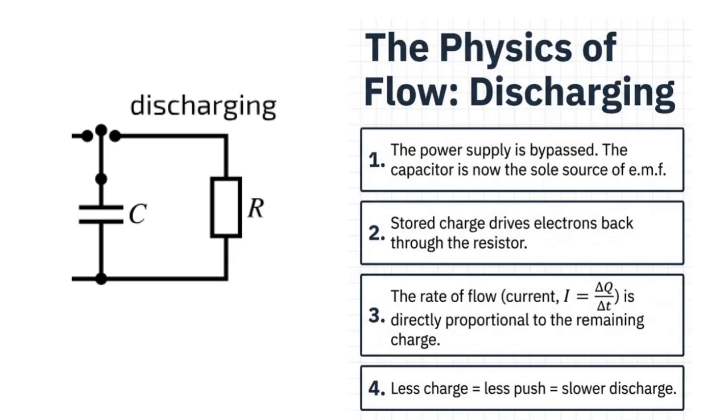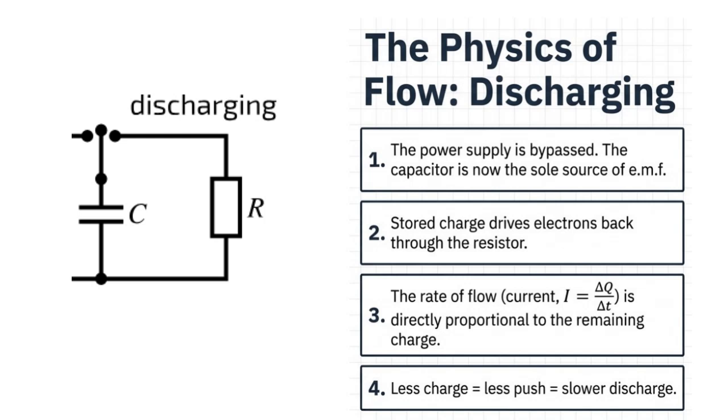When we look at discharging, the power supply is bypassed, which means the capacitor itself becomes the only source of electromotive force. Because of this, the stored charge in the capacitor pushes electrons back through the resistor. The current, or the rate at which charge flows, is directly proportional to how much charge remains in the capacitor. This means that as the capacitor loses charge, the push driving the electrons decreases, causing the discharge to slow down over time. So essentially, the less charge there is, the weaker the push, and the slower the capacitor releases its stored energy.